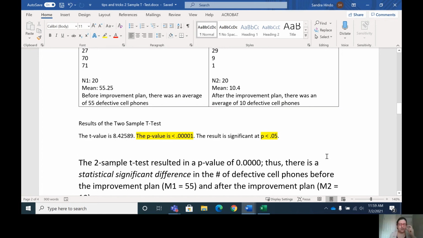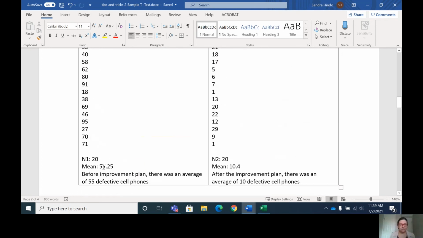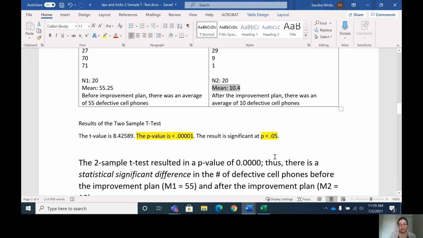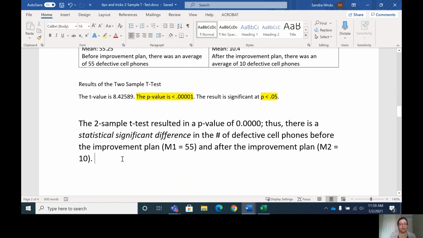Let's remind ourselves. Column 1 averaged 55. Column 2 averaged 10. What are we looking at again? Before improvement plan number of defective cell phones and after the improvement plan number of defective cell phones. Let's put this together, and we're going to concisely write the results of our study.